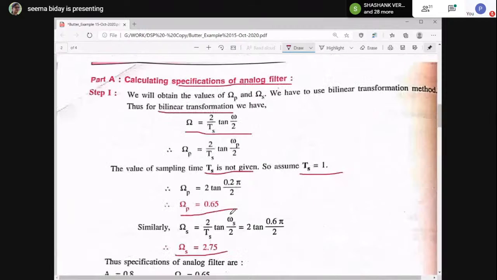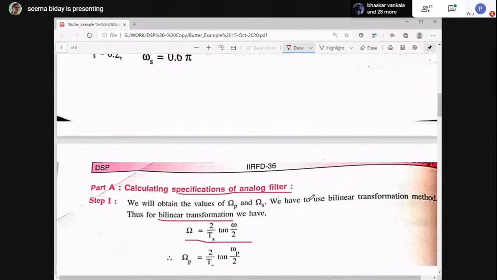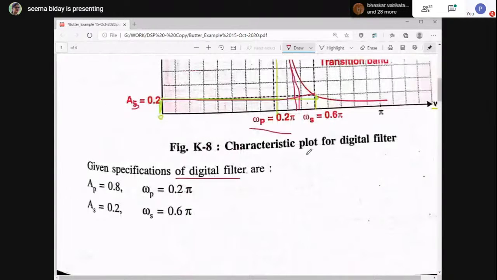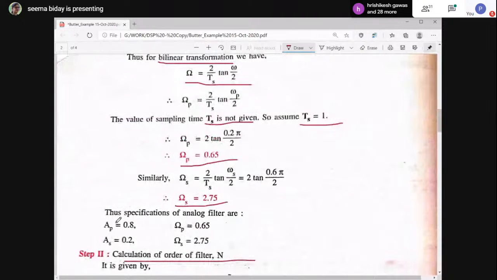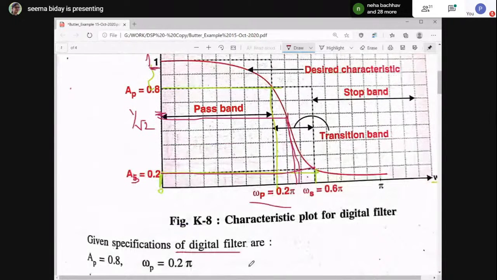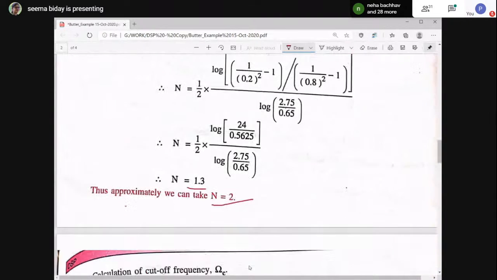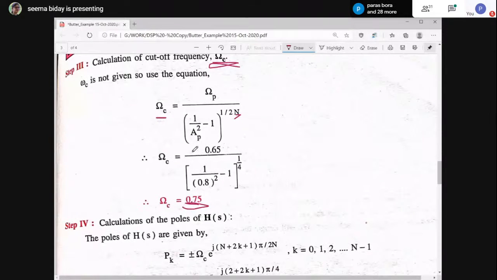See, 0.75. Actually, it should lie in between these two. This is a theoretical and practical difference. Oh, sorry, this is omega C. And whatever is given, this diagram is for the digital filter and we have calculated for the analog filter, right? So this is for the analog filter, capital omega C. So you cannot draw there, right?